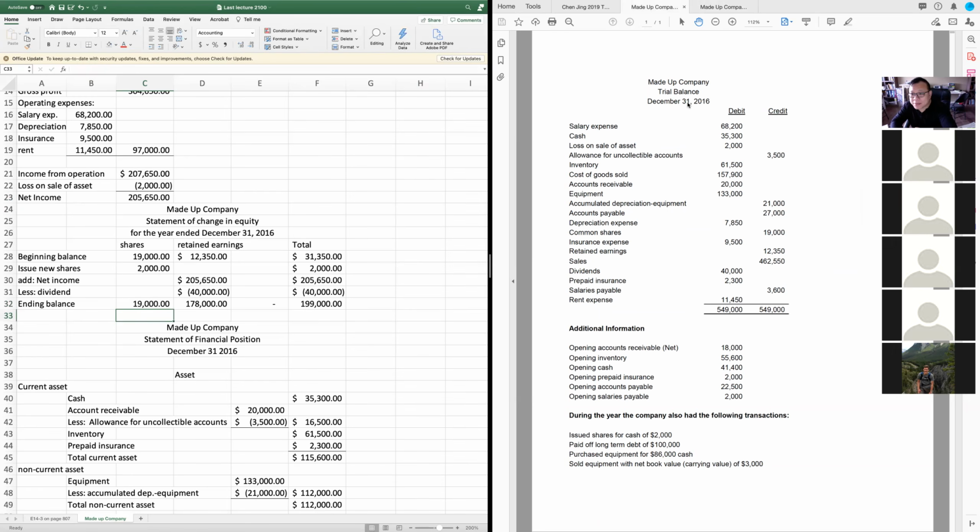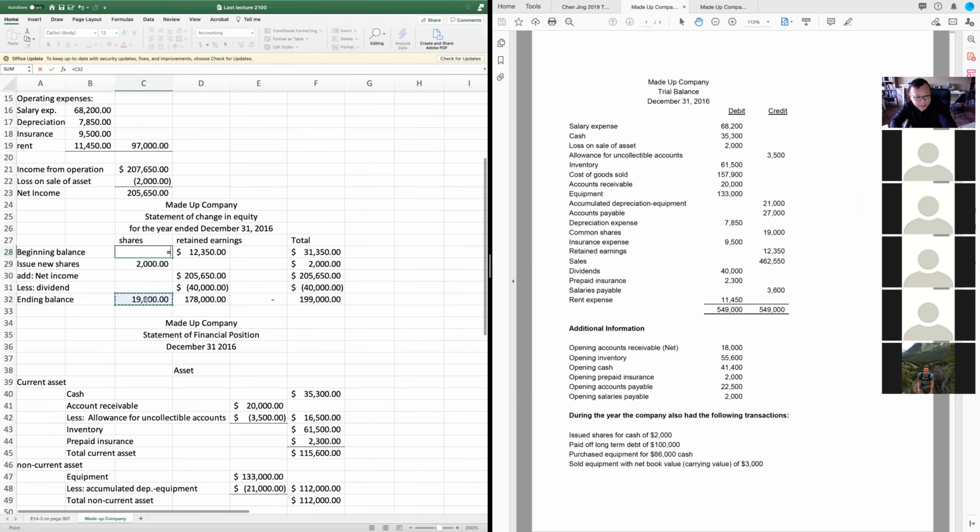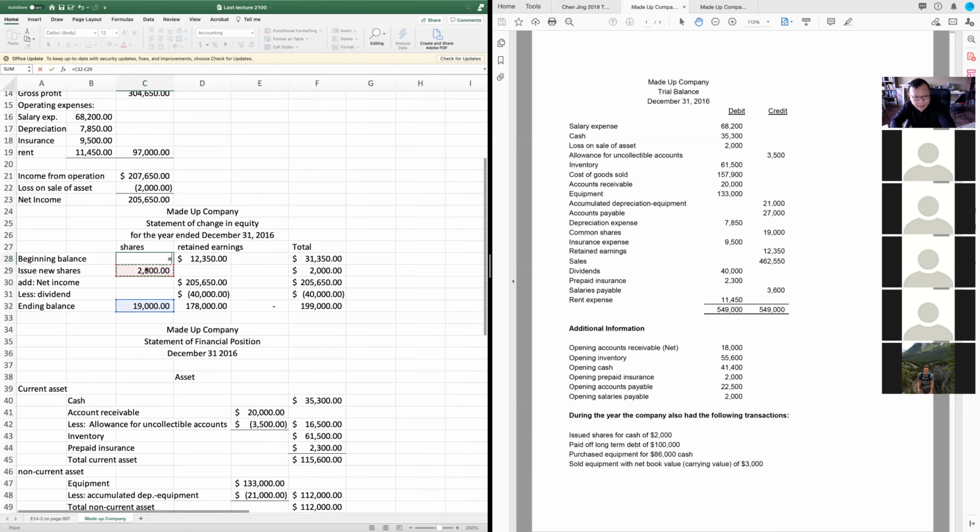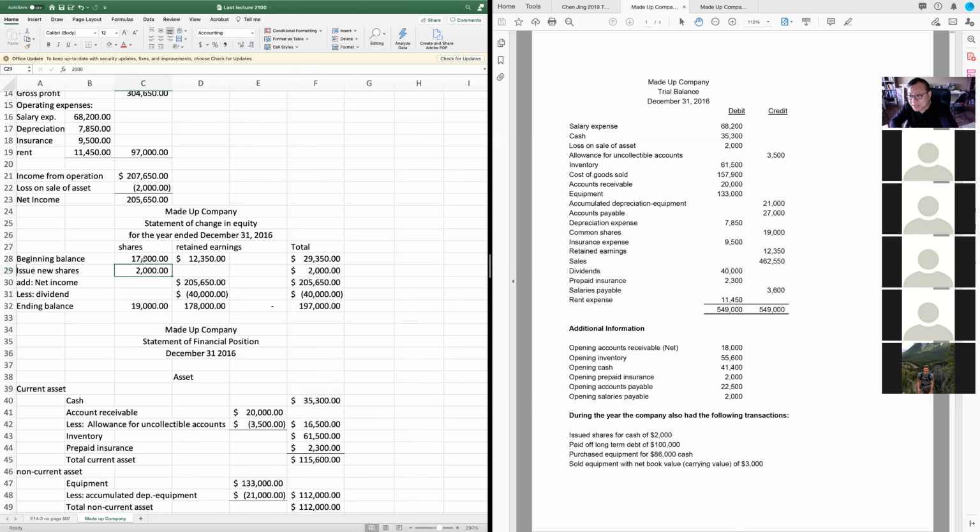Because this is December 31st, 2016. The common shares, this is the ending number. So I know during the year I issued 2,000. So my opening would be this minus this. So my opening is actually 17,000. And then during the year you issued 2,000. You have an ending balance of 19,000. Okay.